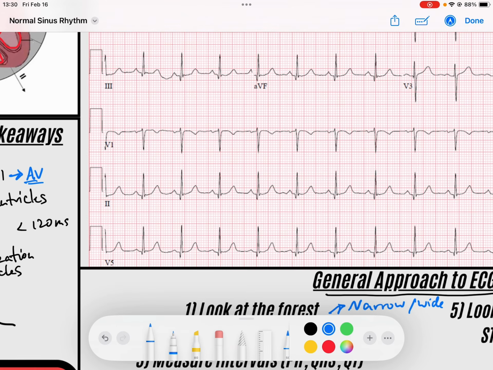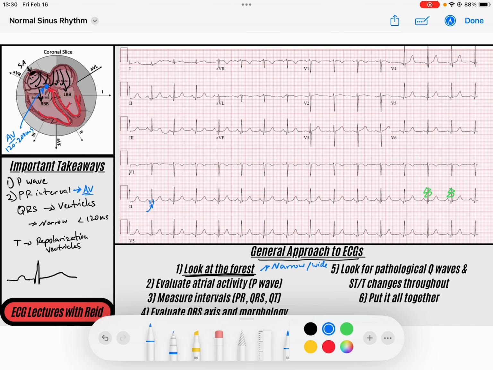And so I look, just with my eyes, and I see that these seem to be less than 3 small boxes in width, right? Because on my x-axis is time. And so I look at that.